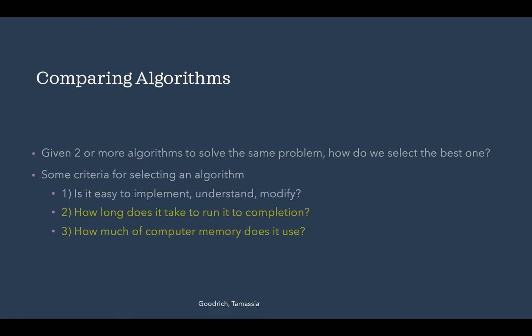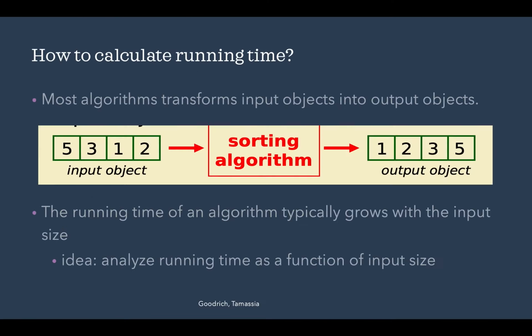Okay, so here you can see a few criteria. Is it easy to implement, understand or modify? How long does it take to run to completion? How much computer memory does it use? Now we are interested in the last two, that is the second and the third criteria, that is the time complexity and the space complexity.